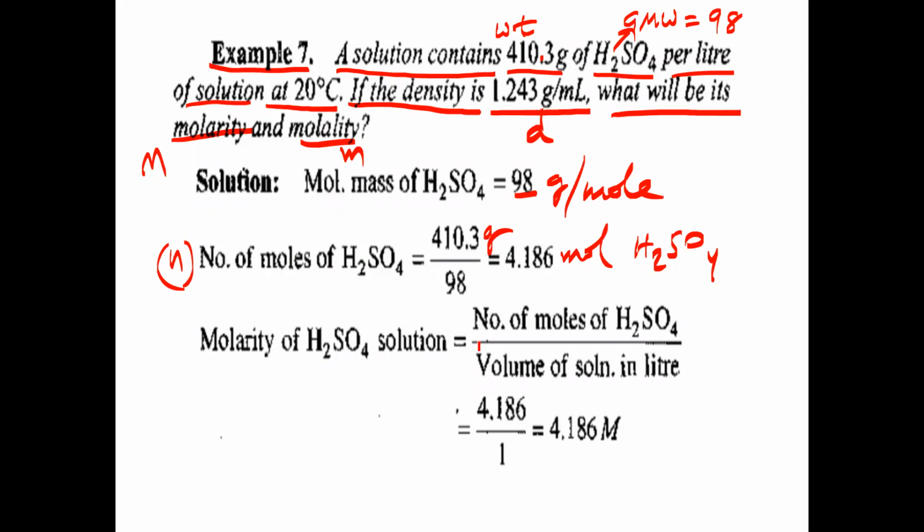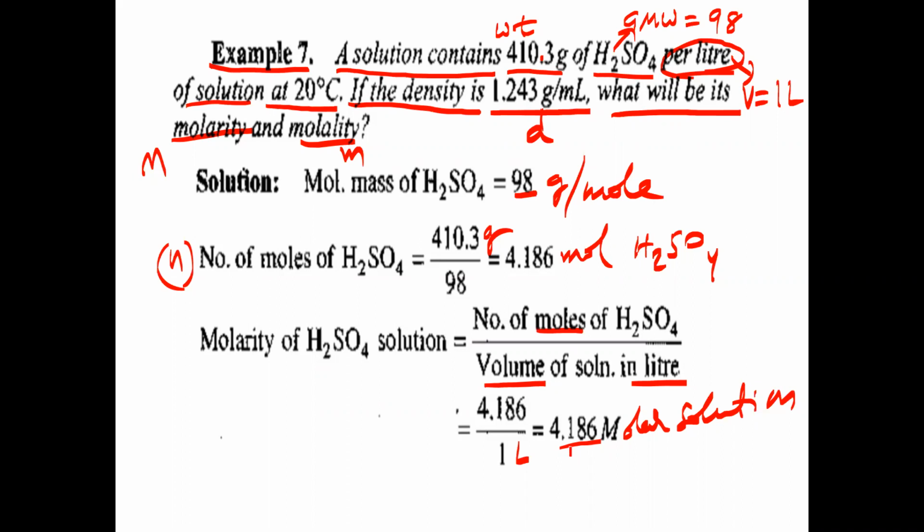Next, the molarity of the H2SO4 solution. The molarity formula is the number of moles divided by volume in liters. The number of moles we got is 4.186, and the volume is 1 liter, since they said per liter. Per liter means volume equals 1 liter. So it is a 4.186 molar solution. Is that clear?